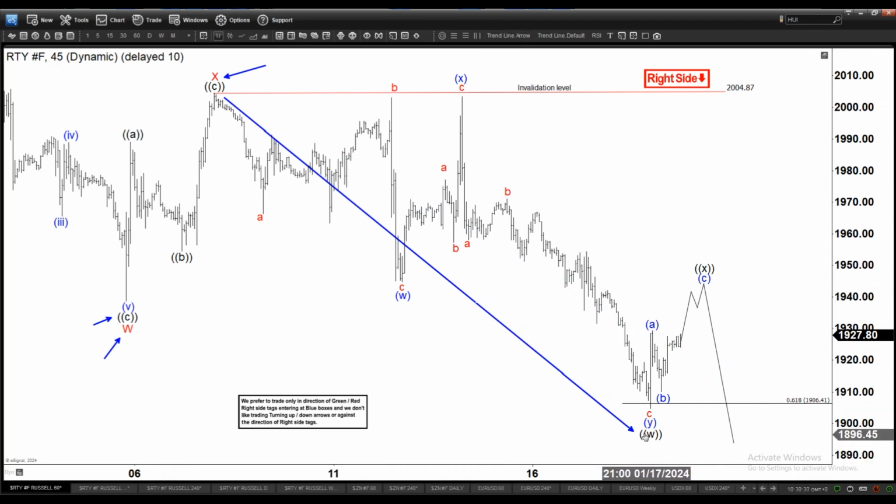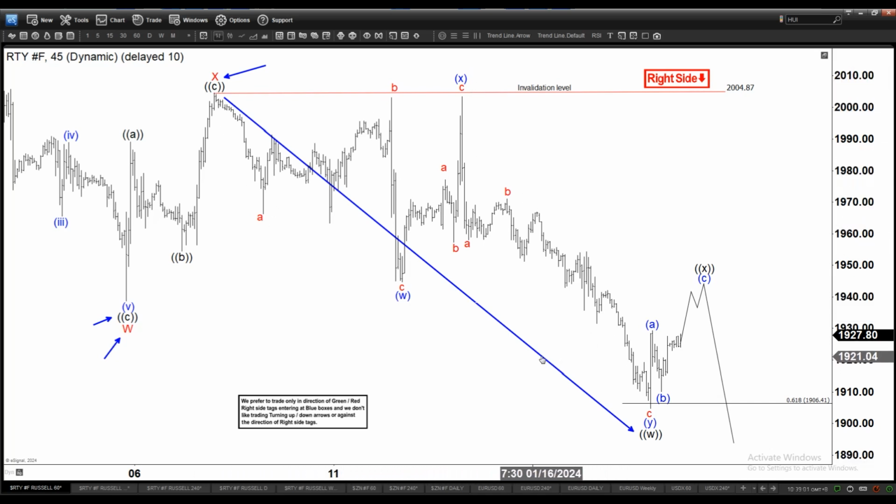Now this is a W because the pullback here was in 3 swings. It was not in 5 waves. If this one was a 5 waves impulse, then this would have been an A, but this one was also 3 swings, right? Everything is 3 swings down, 3 swings up, 3 swings down. So the whole thing is considered to be a big 3 swings, or if you want to count the subdivision, this is a 7 swing. 1 2 3 4 5 6 7.